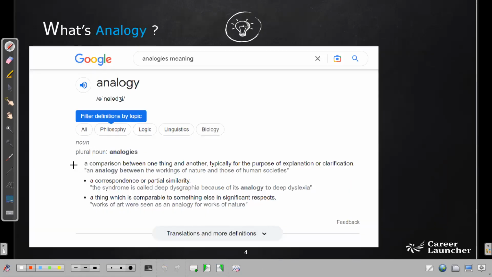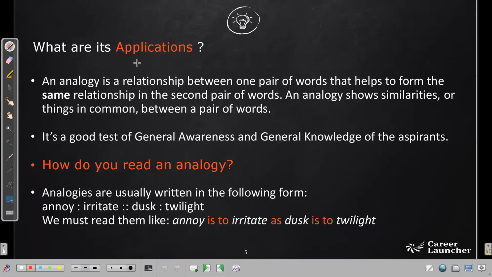So analogy is just a word given for a comparison between one thing and another, typically for the purpose of explanation or clarification. It is usually with respect to correspondence or partial similarities, a thing which is comparable to something else in significant respects. So we use analogies in terms of, as an English word, it means this, and therefore the application of analogy goes up with understanding the relationship between one pair of words, which helps inform the same relationship with the second pair. Therefore the analogy shows similarities of things in common between two pairs of words that are given to us. It is why it is asked. I believe it's just a good test of general awareness and general knowledge for the aspirants.